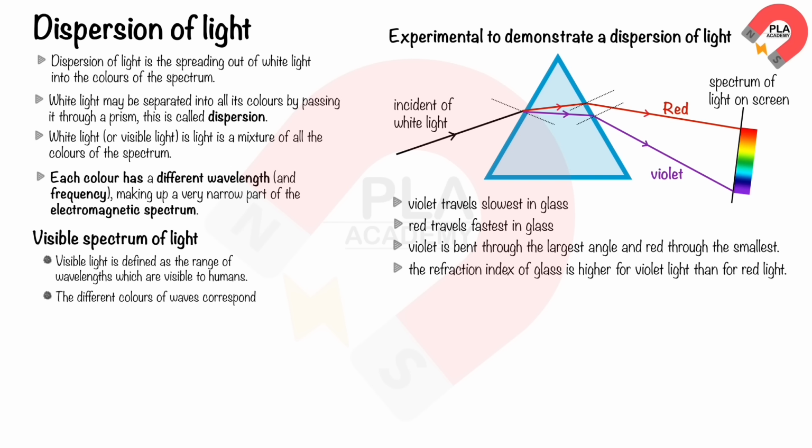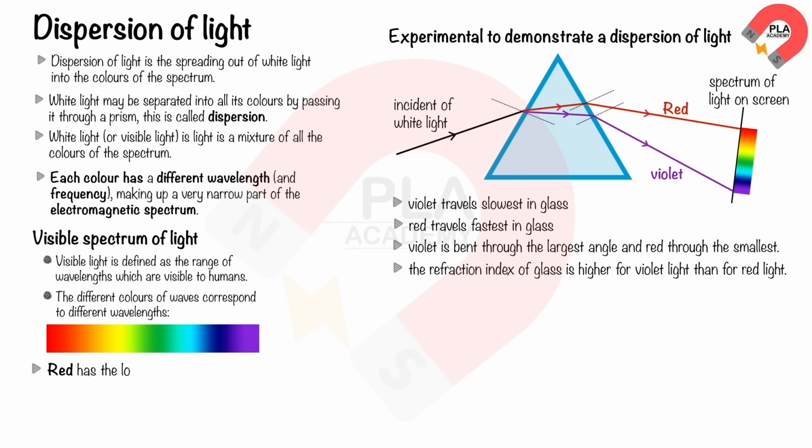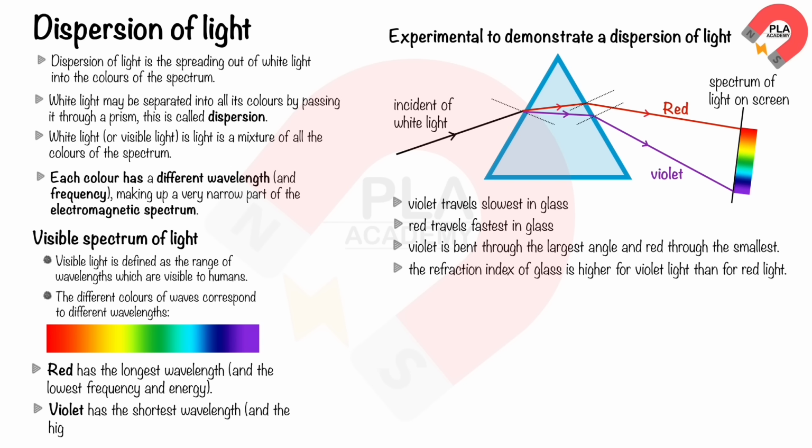The different colors of waves correspond to different wavelengths. Red has the longest wavelength and the lowest frequency and energy. Violet has the shortest wavelength and the highest frequency and energy.